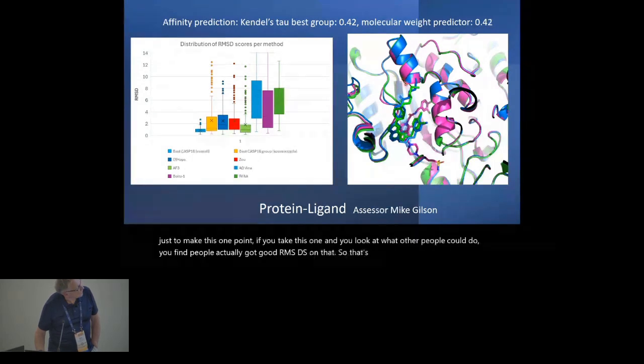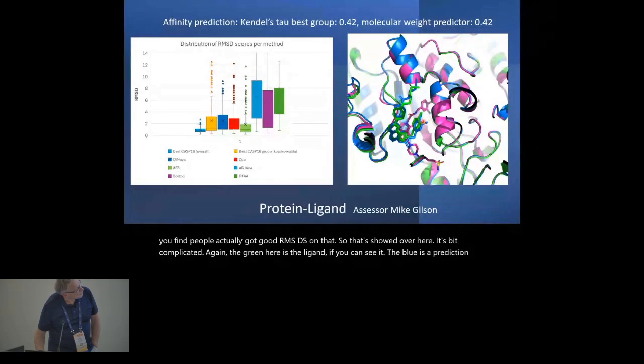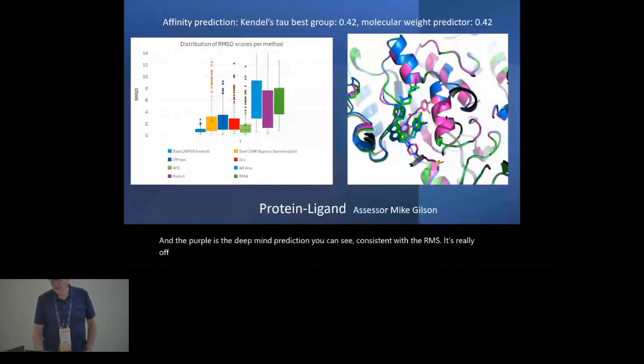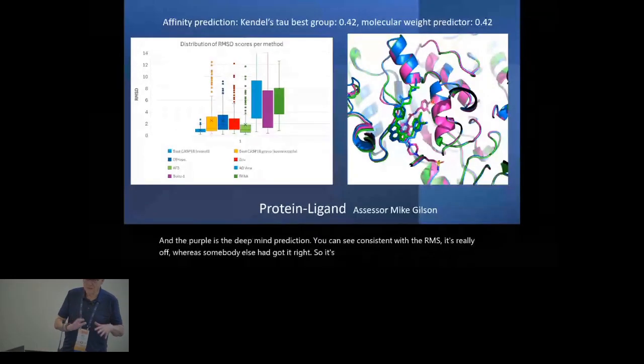It's a bit complicated. Again, the green here is the ligand, if you can see it. The blue is a prediction from some other group, and the purple is the DeepMind prediction. You can see, consistent with the RMSD, it's really off, whereas somebody else got it right. So it's not that these things are undoable, it's just that you miss sometimes.